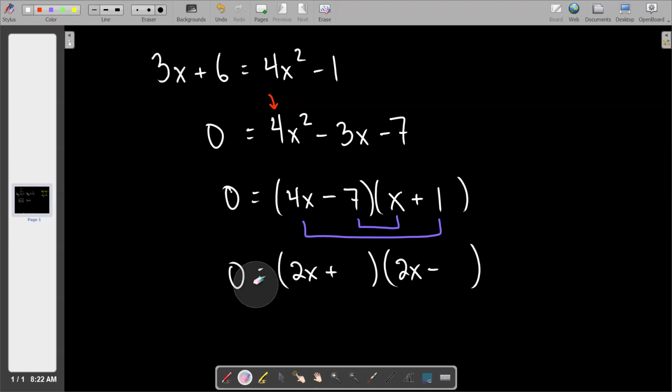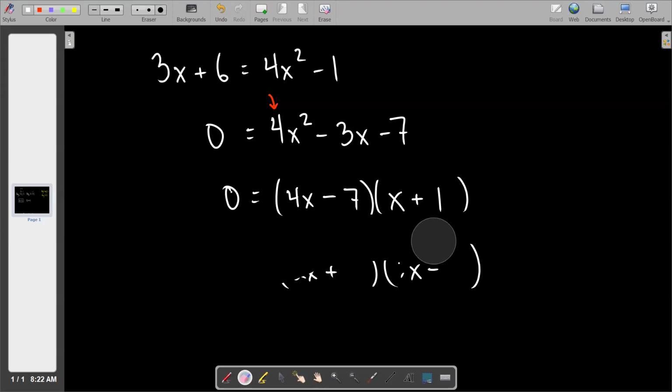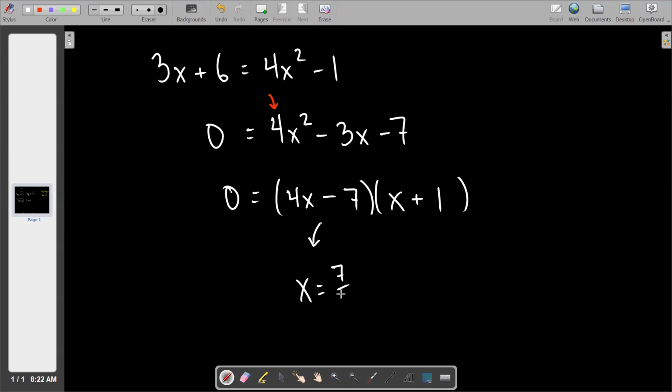So Hugo, since you just learned this, what fraction are we going to get from this one? Will be positive 7/4. Nice job. So our candidates are positive 7/4 and -1.